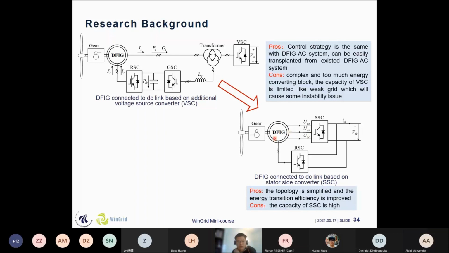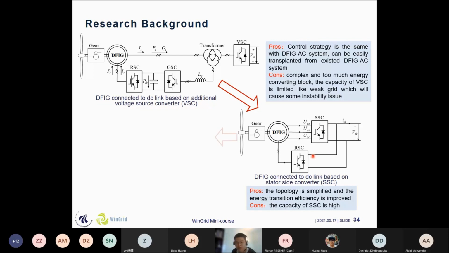We know that there is a big advantage of the DFIG: for the rotor side converter and the grid side converter, they are only partially rated converters. They only occupy about 30% of the whole power. So that's a very significant advantage of the DFIG system. But if you change it to this topology, it will sacrifice the advantage of the converter volume, the capacity of the converter.